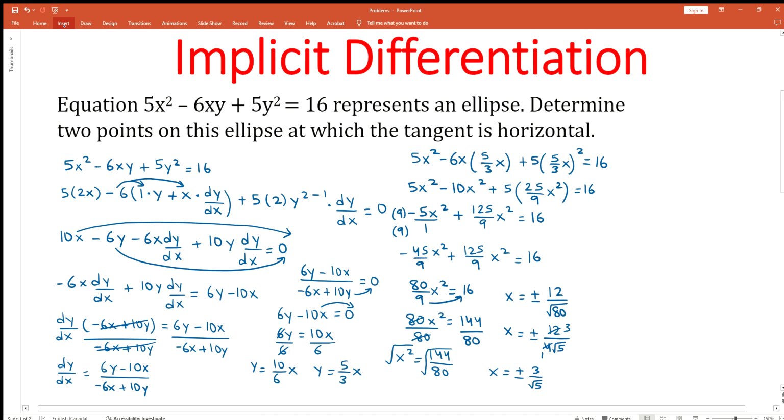We have to determine 2 points on the ellipse at which the tangent is horizontal. So we have to find the corresponding y values for these two x values. Let's start with the positive x value. We should sub in x equals 3 over square root 5 in the equation y equals 5 over 3x that we got by setting dy over dx equal to 0. We can cancel out the 3's.